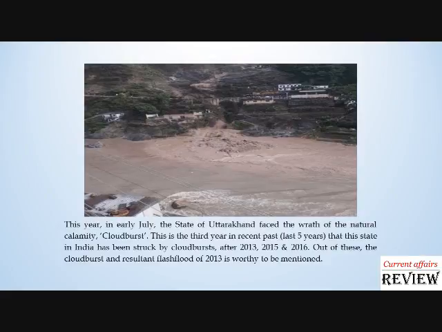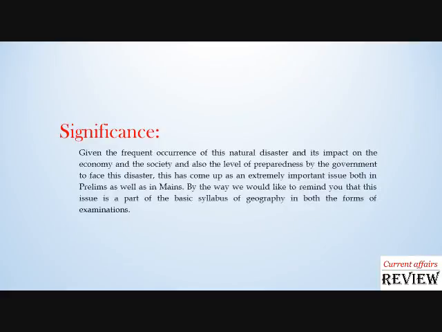However, before going any further, let us try to find out the significance of this issue from the point of view of the civil services examination. Significance. Given the frequent occurrence of this natural disaster and its impact on the economy and the society, and also the level of preparedness by the government to face this disaster, this has come up as an extremely important issue both in prelims as well as in mains.